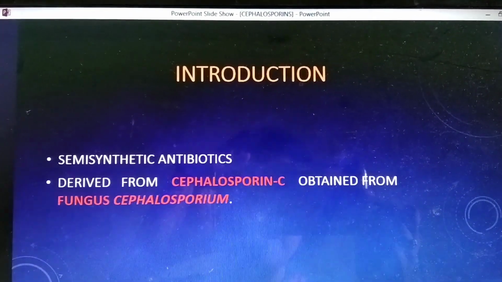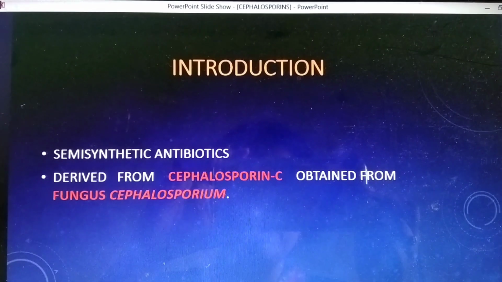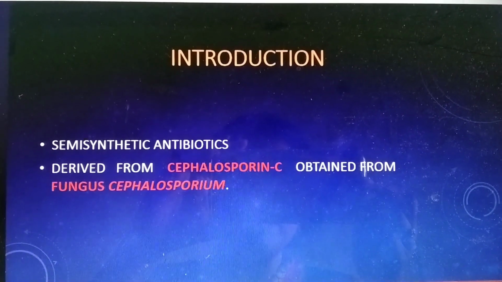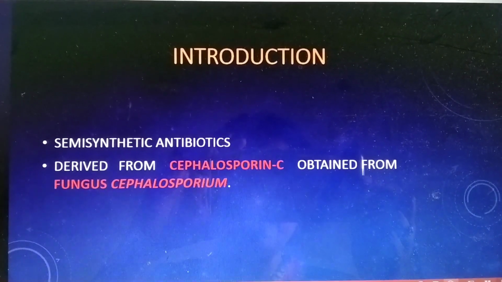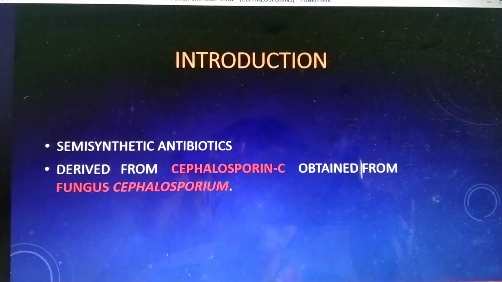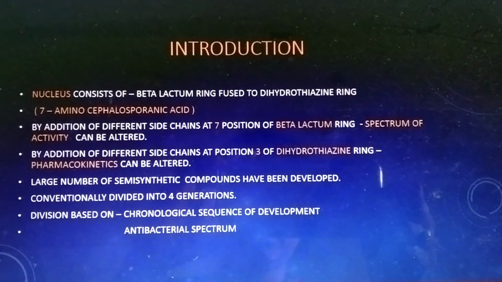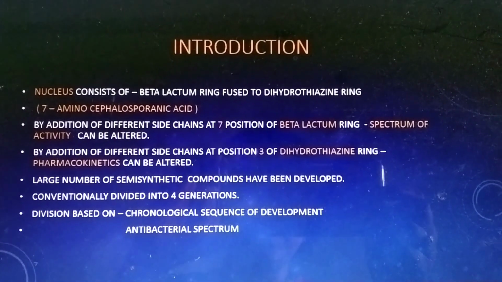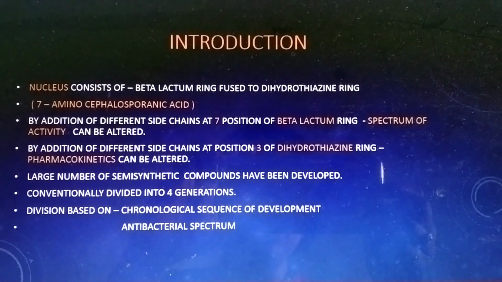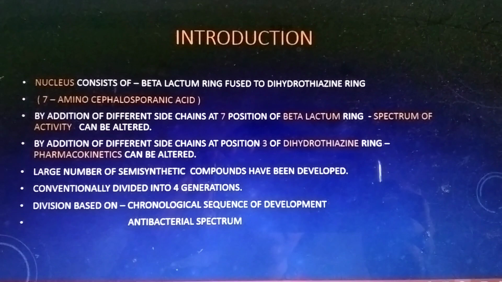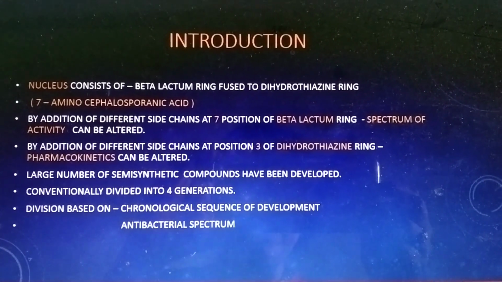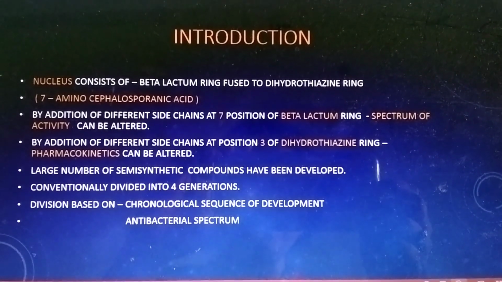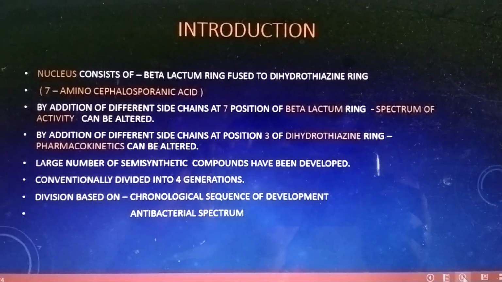Now coming to the introduction of the cephalosporins. Cephalosporins are semi-synthetic antibiotics which are derived from the Cephalosporin C, which is obtained from the fungus Cephalosporium. Now the nucleus consists of beta-lactam ring which is fused to the dihydrothiazine ring. Now this nucleus is known as 7-aminocephalosporanic acid.